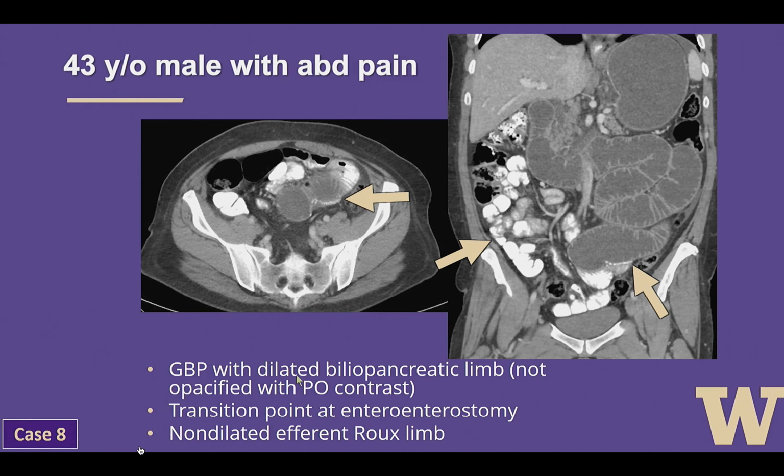So in this man, you can see that he's undergone a gastric bypass, and we see isolated dilation of the biliopancreatic limb, shown on the right-hand side of the screen here, which is also not opacified with positive oral contrast. By contrast, the efferent Roux limb is opacified with positive oral contrast and is not dilated. You'll see that the transition point here is in the left lower quadrant at the enteroenterostomy.